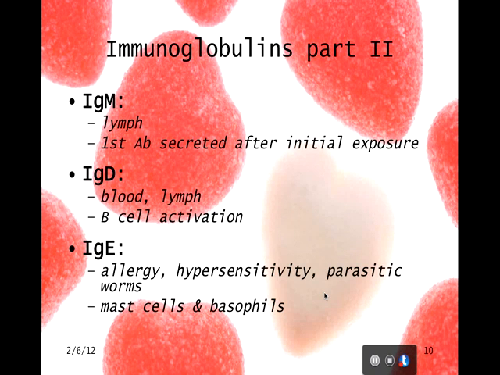IgM is present in the lymph and is the first antibody secreted after initial exposure is detected by the body. IgD is present in the blood and lymph and is involved in B-cell activation. IgD is not well understood at this point, at least not as well as the other antibodies. IgE is active in allergies, hypersensitivities, and parasitic worm infections. It works along with the mast cells and basophils in the allergic reaction.